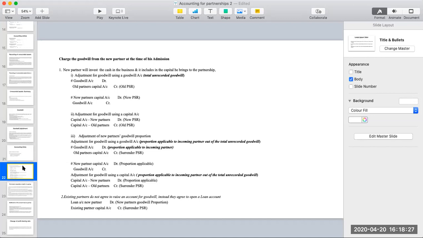Now calculate the surrender profit sharing ratio. Write down the two ratios and then take a common base and take the difference between these two. Then you will get, for the new partner, 3 out of 15 will be added. That is the new partner's goodwill proportion. And the surrender profit sharing ratio will be, for the 2 partners, 2 to 1. Right.